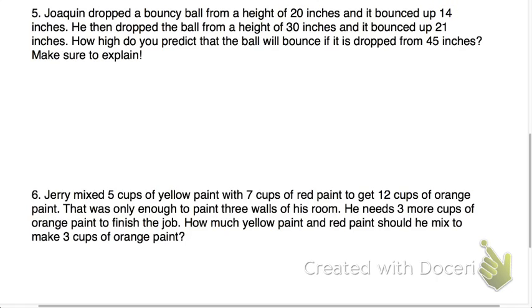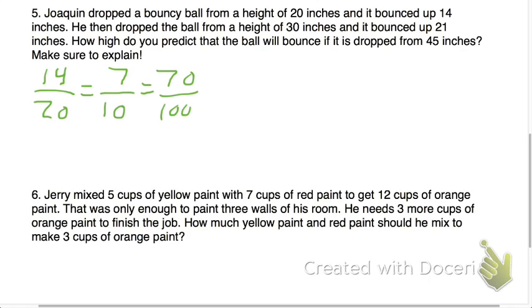So I'm going to figure out what fraction. So it's bouncing up 14 out of 20 inches, which is the same as 7 out of 10 inches, and which is the same as 70 out of 100, and that's the same as 70%. So it looks like that ball bounced up 70%.